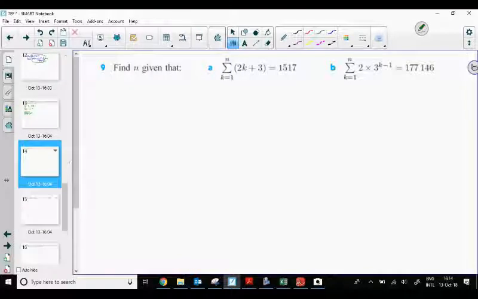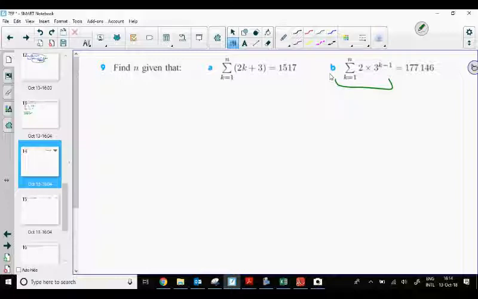Here's another problem that refers to an arithmetic series with part A. We'll do part B just now for a geometric series, but you could do essentially the same work for the arithmetic. And we want to find n given that this sum is equal to 177,146. So let's work out what's happening on that left-hand side.